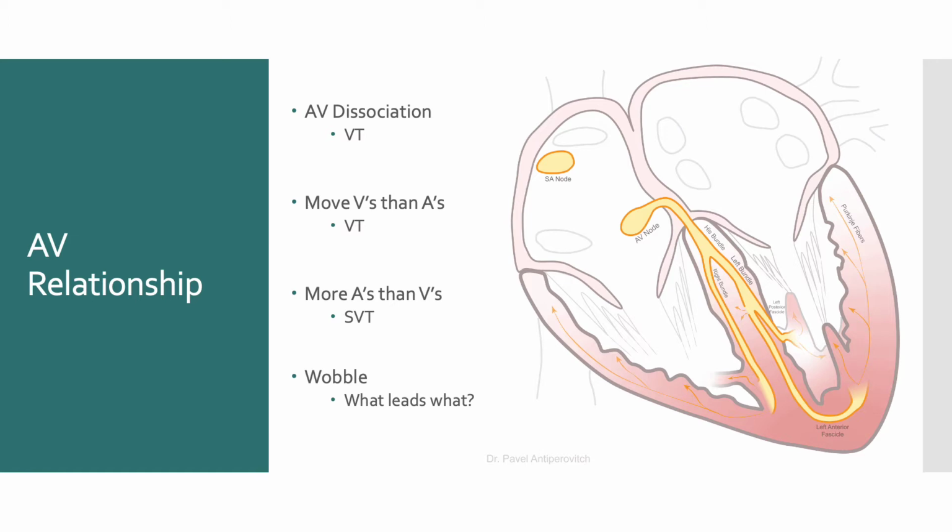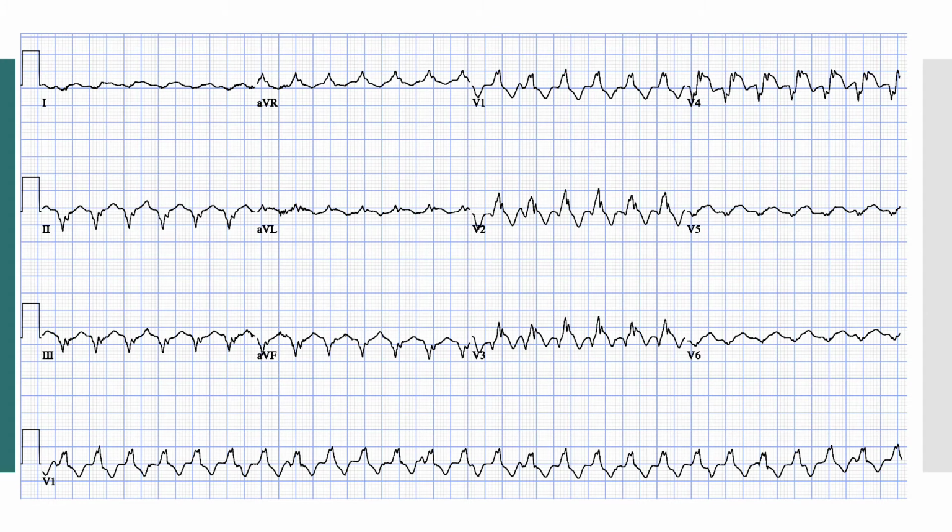Another helpful and somewhat sophisticated tool is wobble. If you have variability in the rate, you can see which moves first. If the A's move first and lead the V's, that means the V's are driven by the A's and SVT is diagnosed. If the V's move first, then it could technically be either, but for the most part it would be compatible with VT. Let's use the tools that we learned on this example.